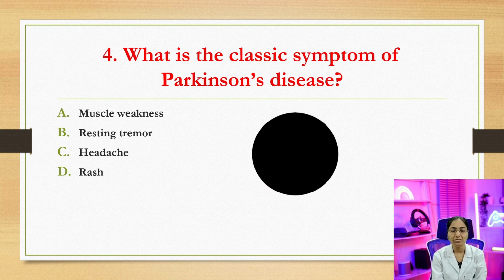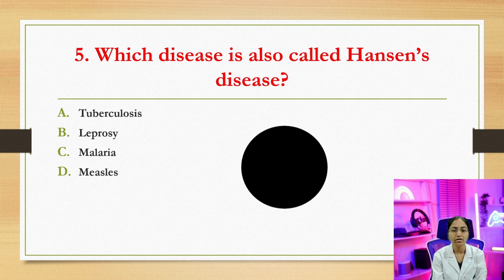What is the classic symptom of Parkinson's disease? Here the options. Right option is resting tremor. We'll move to the next one.